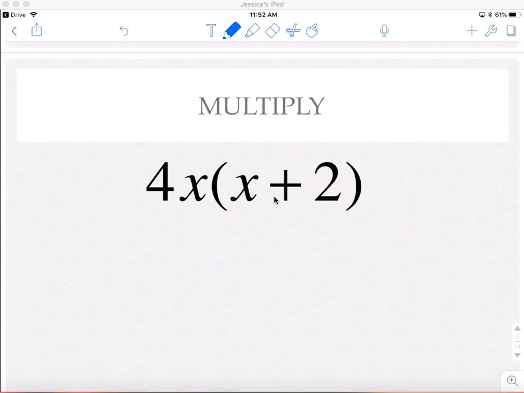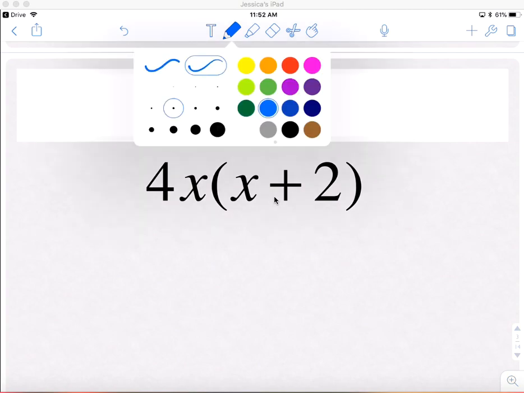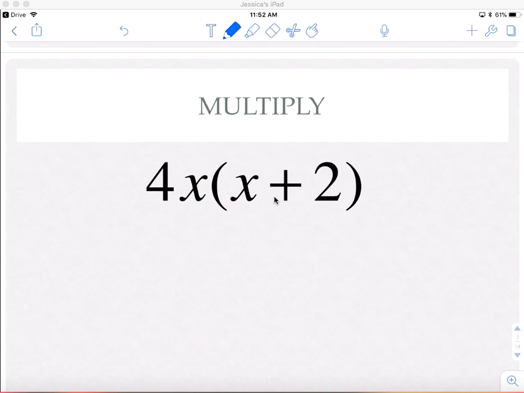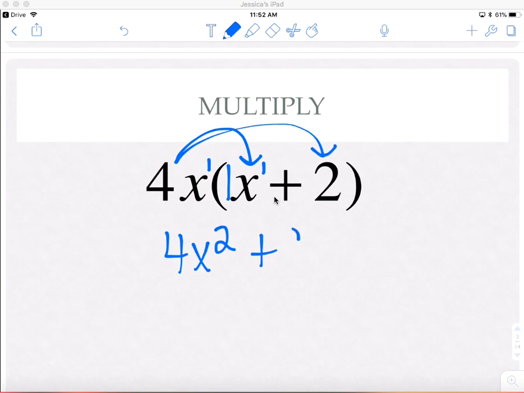Our next example is 4x times x plus 2. If you notice, now you have two x's, so your laws of exponents are going to come in. 4x times x is 4x squared. So you're using your multiplying exponents rule. You're multiplying the coefficients in front. Remember, there's an imaginary 1 in front. 4 times 1 is 4. And then you're adding your exponents. There are imaginary exponents of 1 here. 1 plus 1 is 2. 4x times 2 is just 8x.